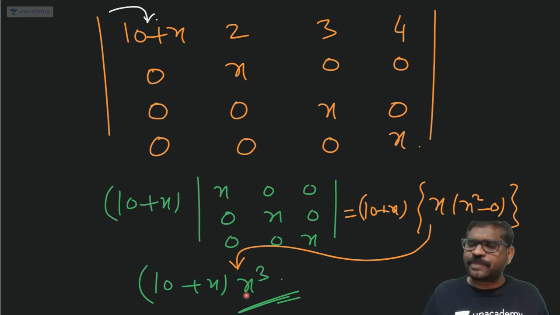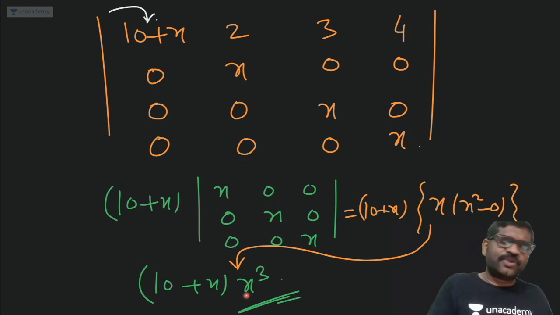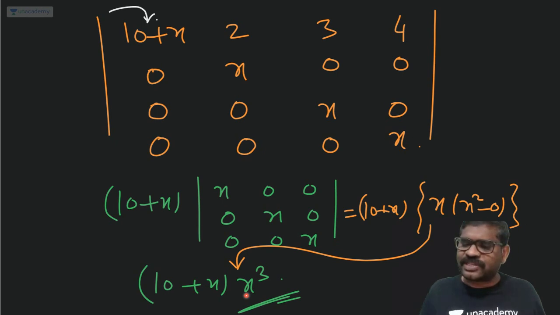You can apply elementary operations either row wise or column wise. Any rule applicable for rows is applicable for columns also. Sir, you have taken C1 plus C2 plus C3 plus C4. I would like to apply R1 plus R2 plus R3 plus R4. No problem, you can apply.